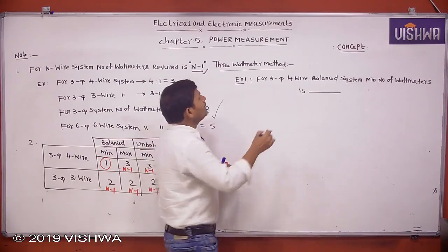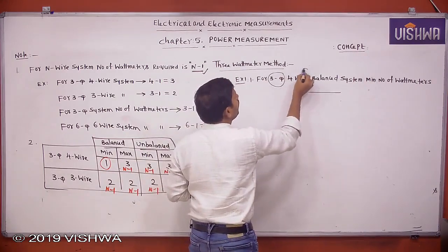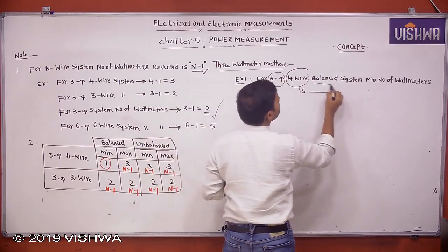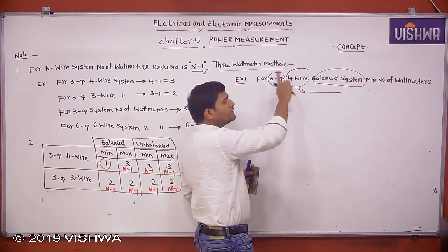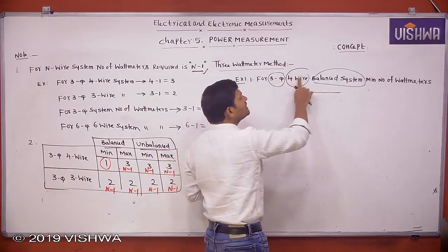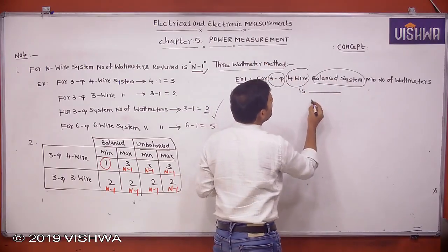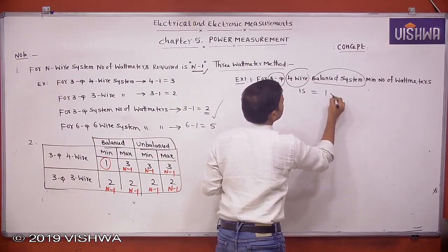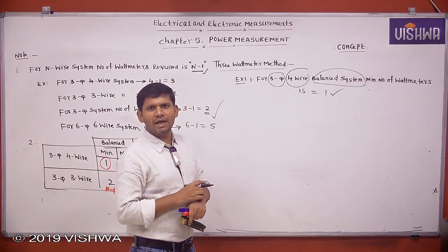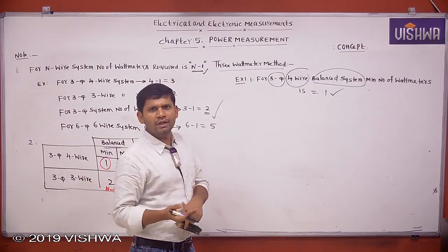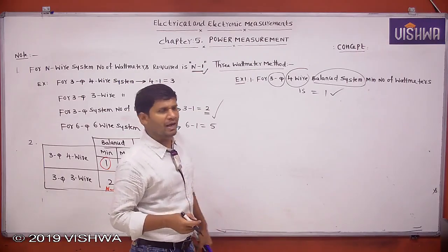3 phase, 4 wire, balanced it is given. In 3 phase, 4 wire, the neutral is present. Neutral is present, balanced system. Then the minimum number of wattmeters is equal to 1. Because using a single wattmeter we can measure the single phase power, multiply by 3, then we can get the 3 phase power because of balanced.